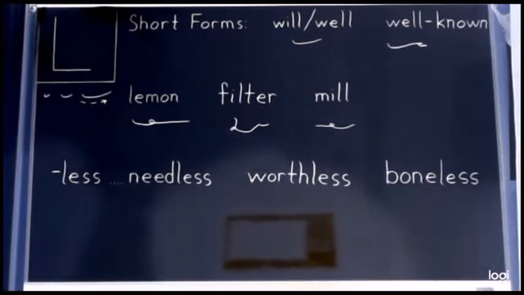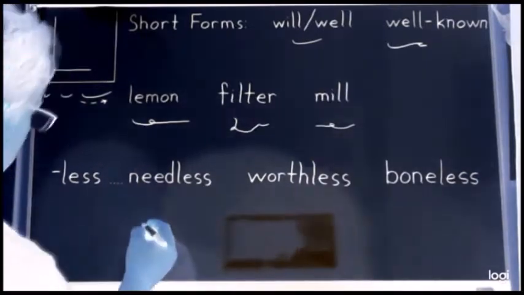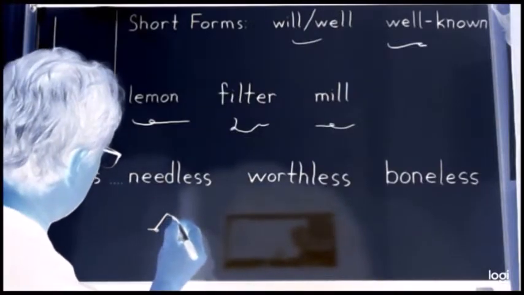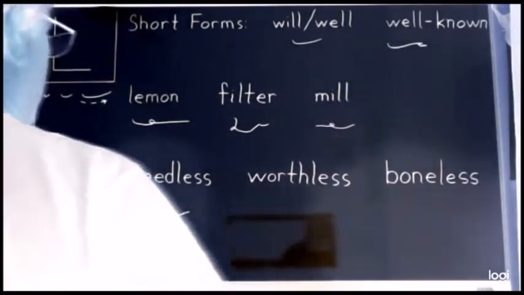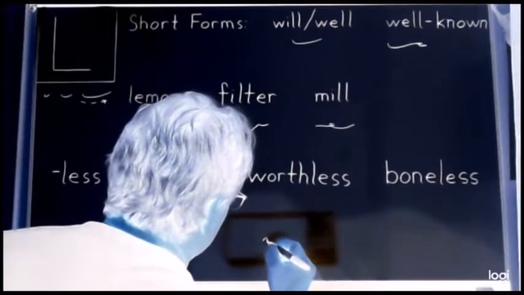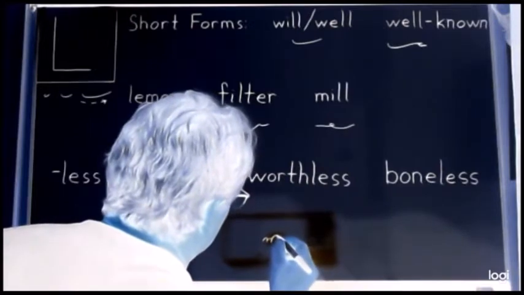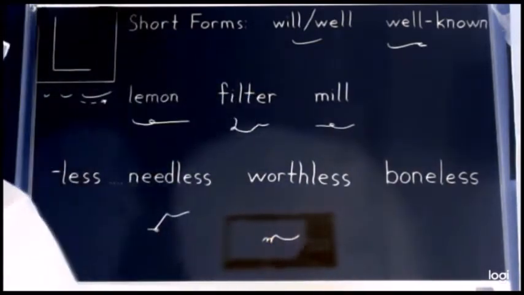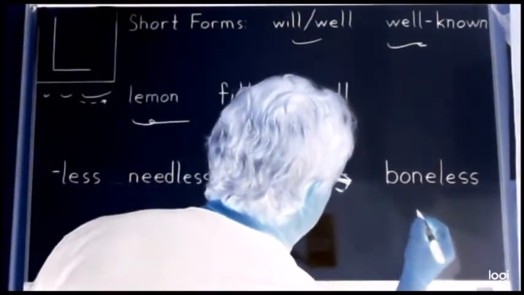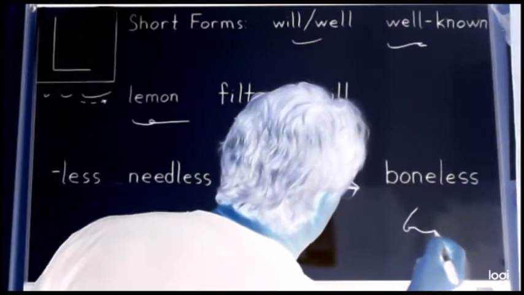The letter L can also stand for the joined suffix less. So the word needless will look like this: N-E-D-L. Worthless will be the U standing for the W sound, another U for the sound, and then the TH, and then the L for worthless. And then boneless will just simply be B-O-N-L.